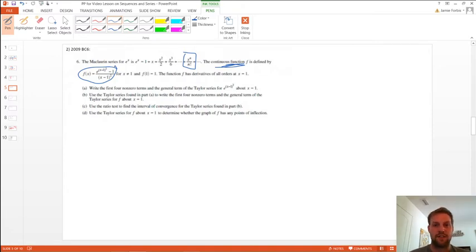So the function f has derivatives of all orders at x equals 1. All right, part A. Part A says, write the first 4 non-zero terms, and the general term, for the Taylor series of f of x in powers of x minus 1 about x equals 1. Okay?